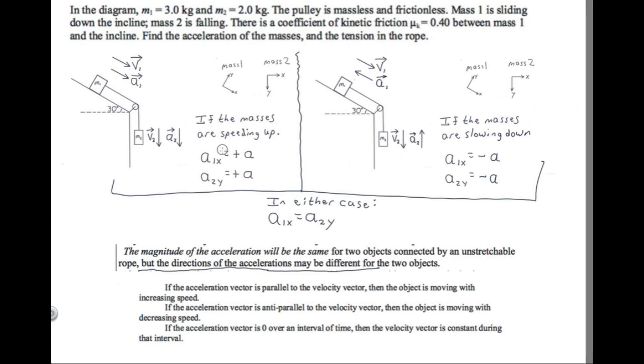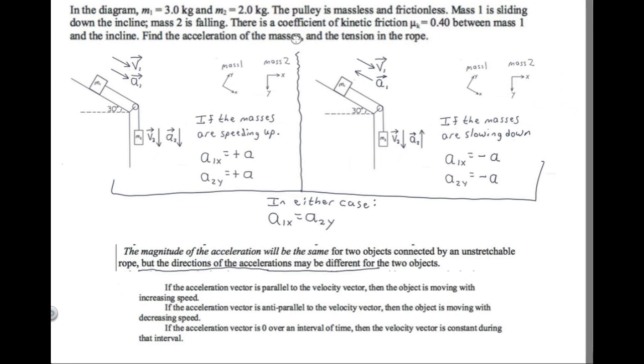For the two previous problems, we just made substitutions that looked like this, because on the previous problems, we knew for sure that the masses were speeding up because they started from rest. If an object starts from rest and then begins moving, the only way that could happen is if the mass was speeding up. So we could just substitute plus a for the acceleration components.